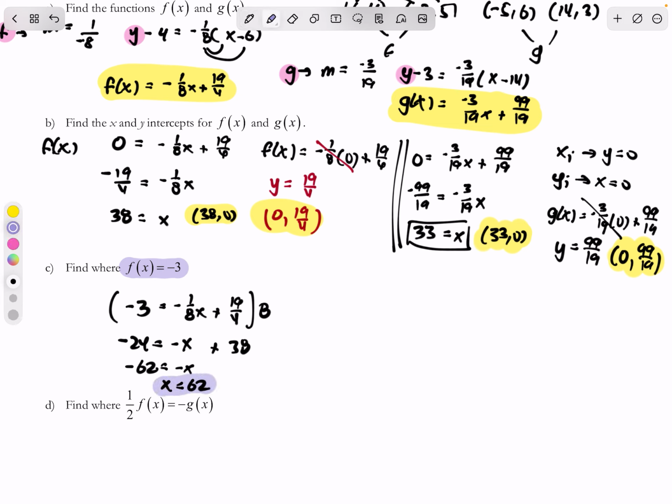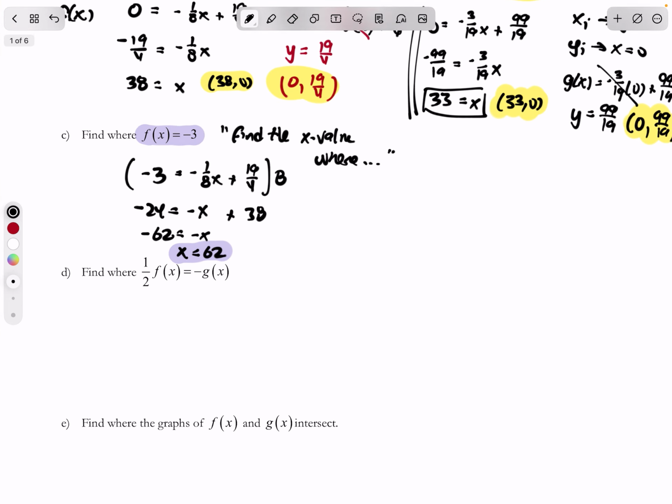Students in my period 8 class pointed out the other day, it's not a well-worded question, because what does it mean, find where? What that means is find the x value where. So I'm going to write that in. Find the x value where. There's a lot of words missing from that, and you'll see it in part D also. And they just want an x value. They don't want a y value, right?